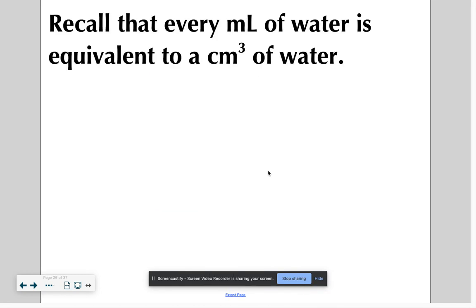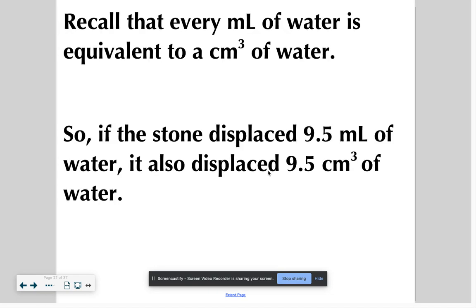Okay? Now, I want you to remember that we went over this last week. Every milliliter of water is also equivalent to a gram of water, and it's also equivalent to a cubic centimeter of water. What does this mean? Well, let's just realize that if the stone displaced 9.5 milliliters of water, that means it also displaced 9.5 cubic centimeters of water.